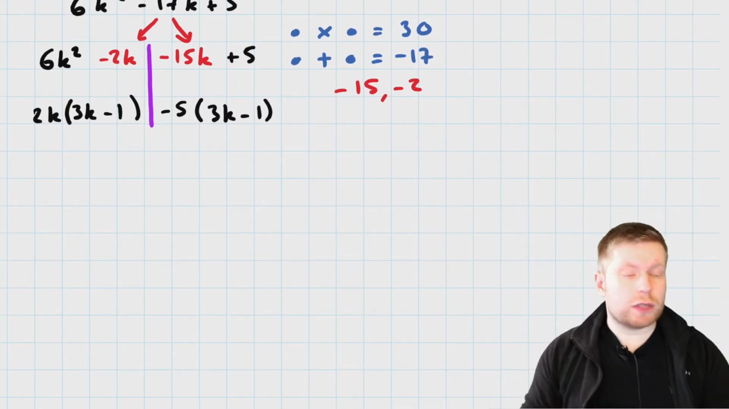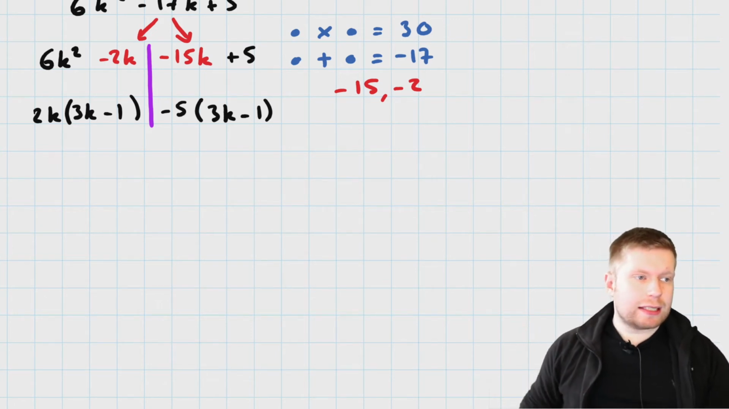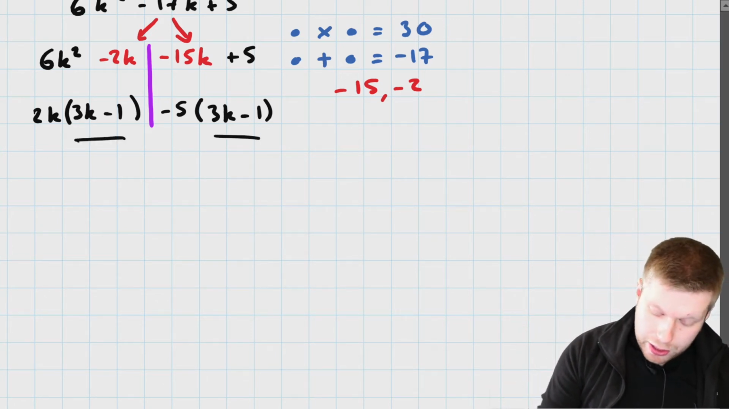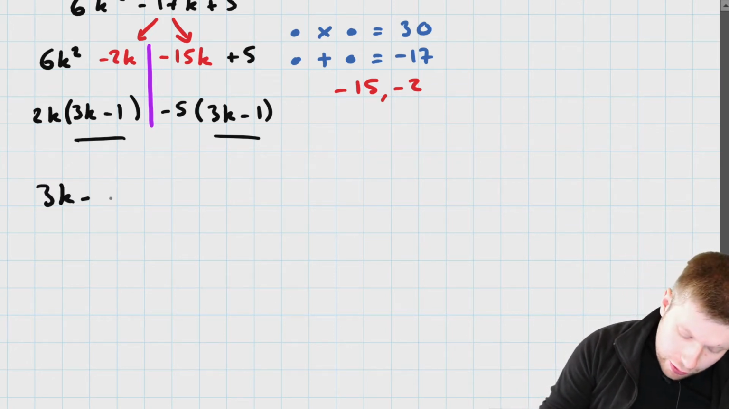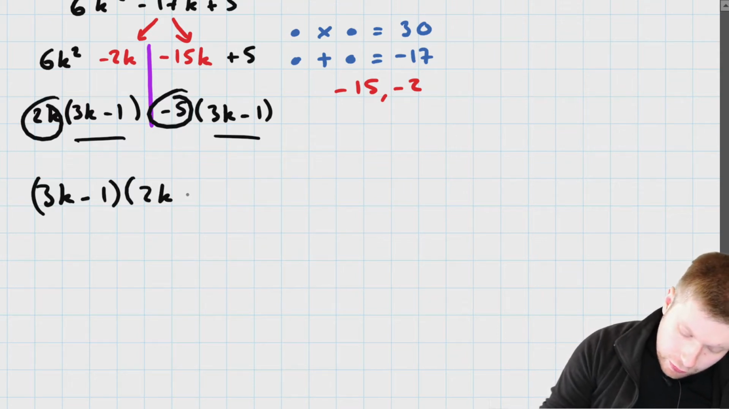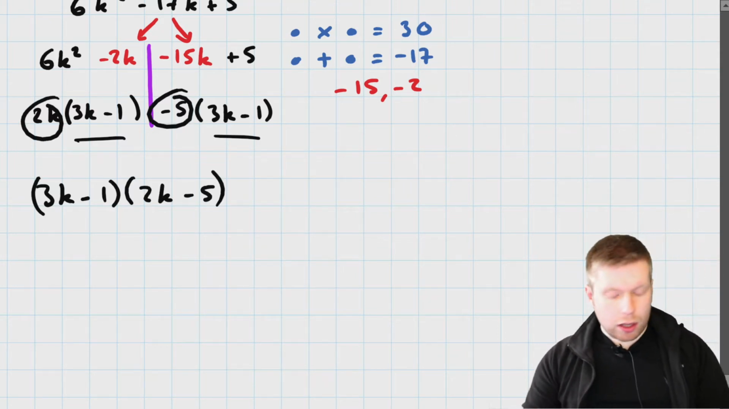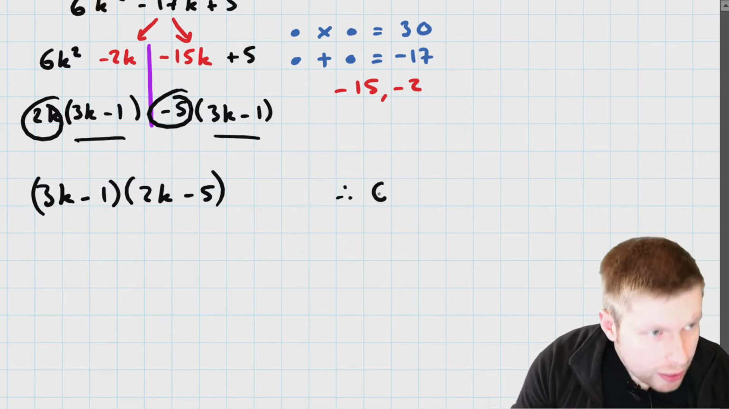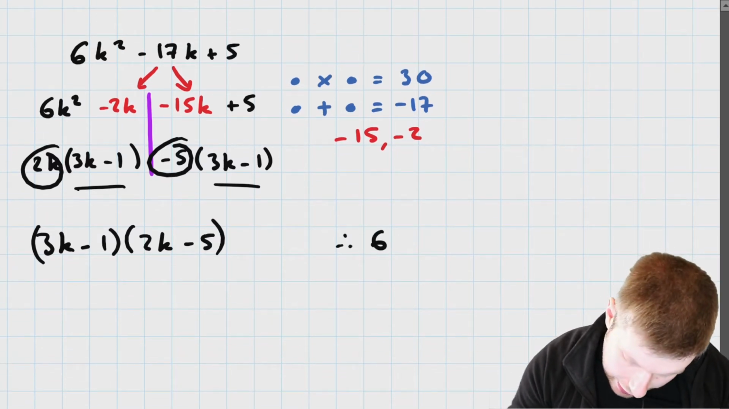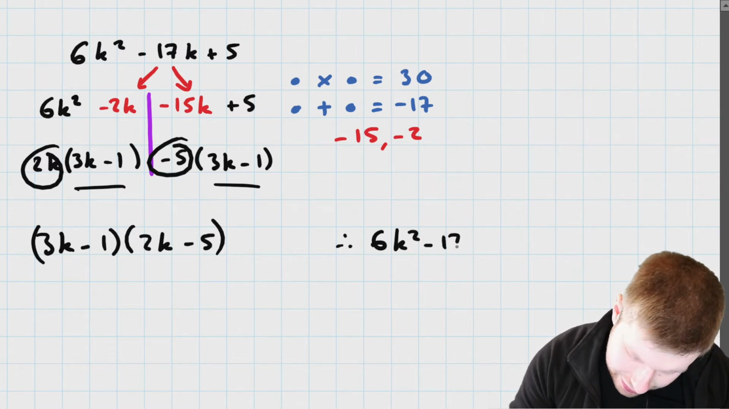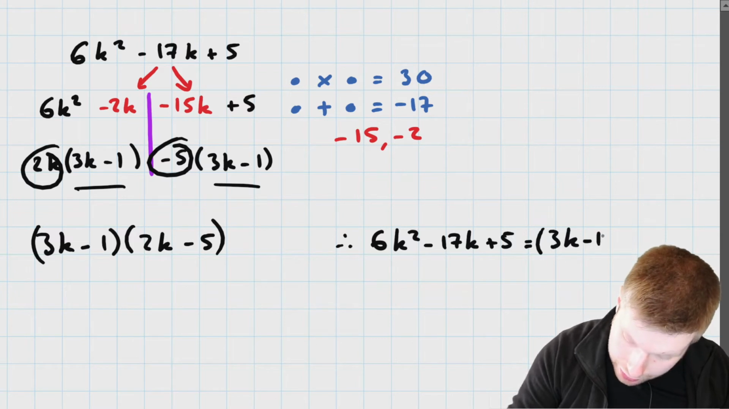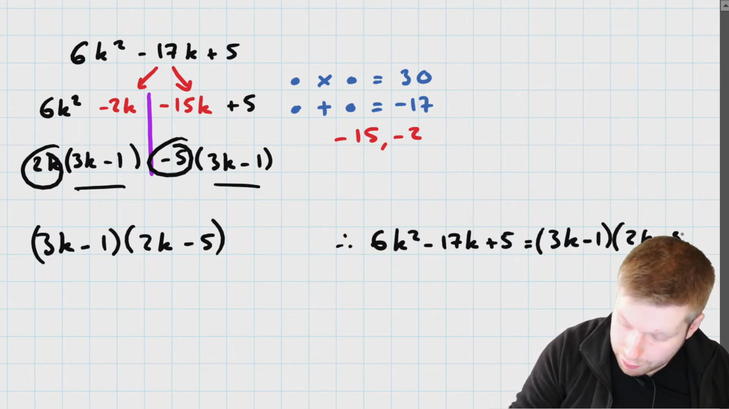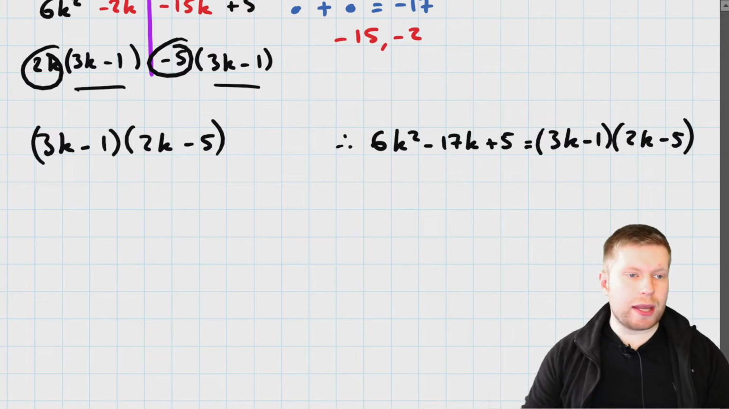That would be it sort of at that stage there. So now all I need to do is think, right, I've got a 3k minus 1 on both sides, and that's common, so I'm going to factorize it out. So I'm going to factorize out 3k minus 1, and I'll be left with 2k minus 5. So in other words, if I start off with 6k squared minus 17k plus 5, that will factorize to 3k minus 1 times by 2k minus 5. And there we go. So that would be it fully factorized.